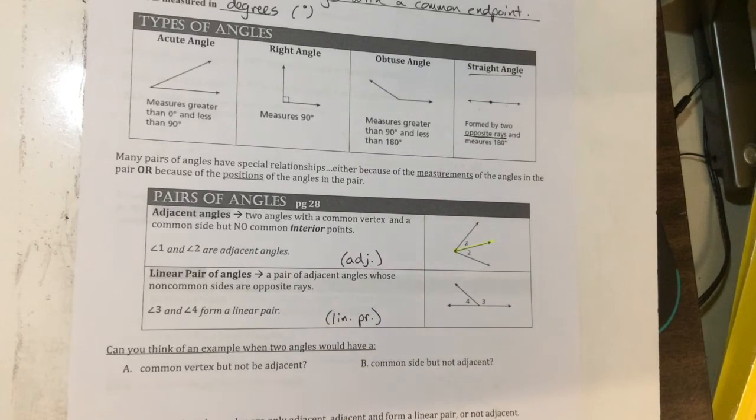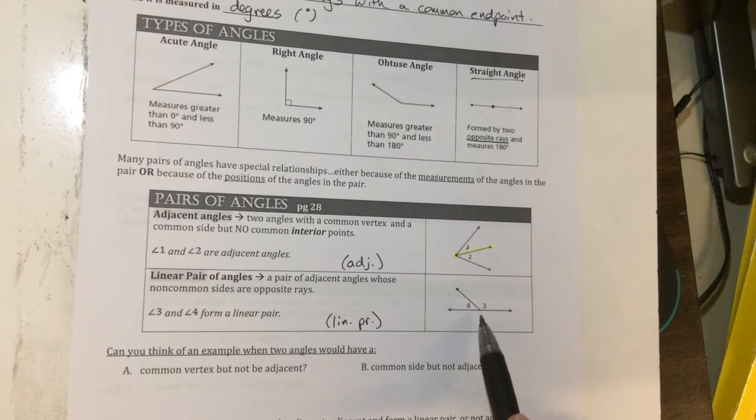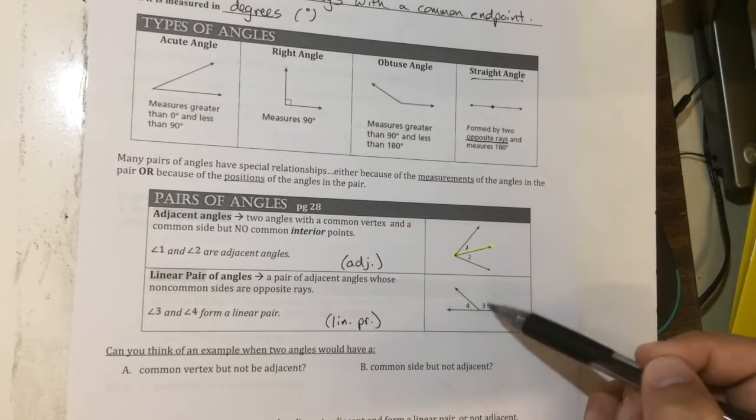Now, if we have adjacent angles where the non-common sides form opposite rays, we can call that a linear pair of angles. And that's the abbreviation for linear pair. So you can see that these angles share a common side here between 3 and 4. There's a ray going between angles 3 and 4. They both share that side. But the other sides of angles 3 and 4 form these opposite rays. That's a linear pair. This is just adjacent. This is also a linear pair.